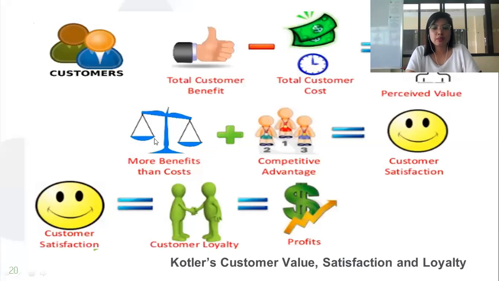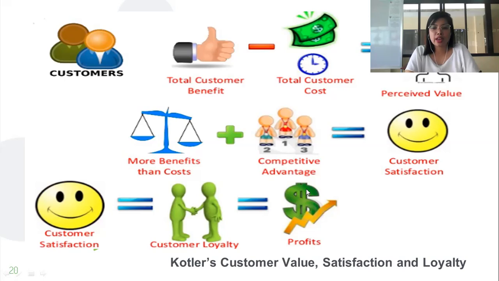So this is customer value satisfaction according to Kotler. The customer subtracts the total customer cost from the total customer benefit, and the result is their perceived value. So what will I have if I buy this at this amount? That's the perceived value. And then more benefits plus competitive advantage is customer satisfaction.